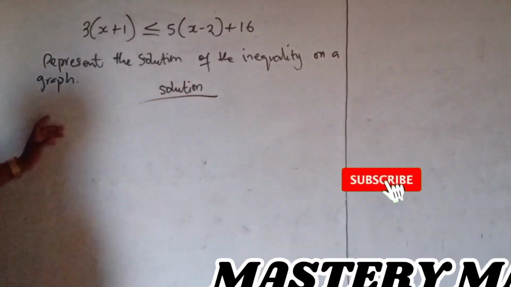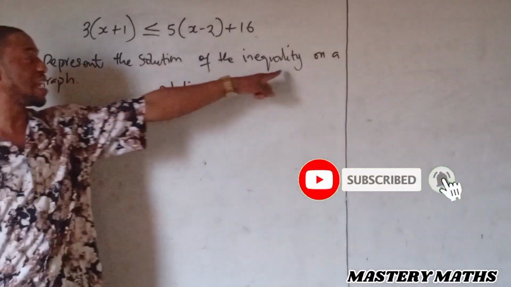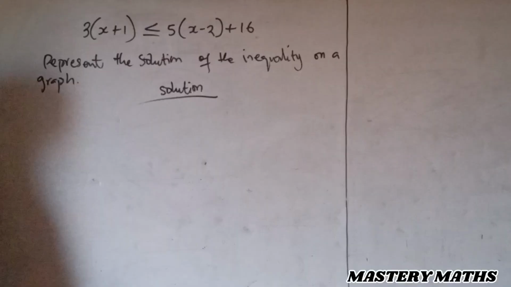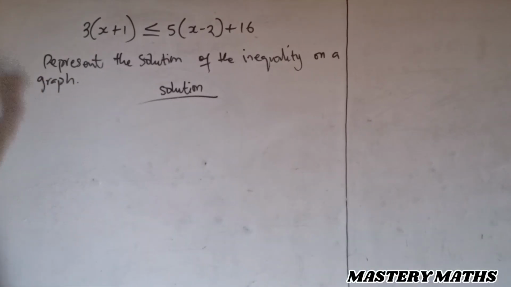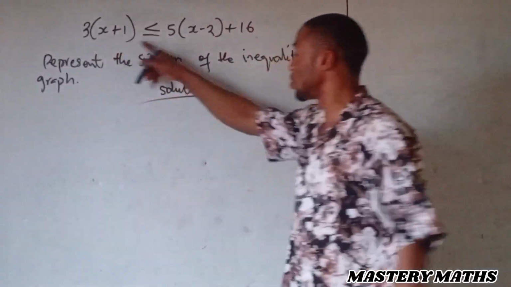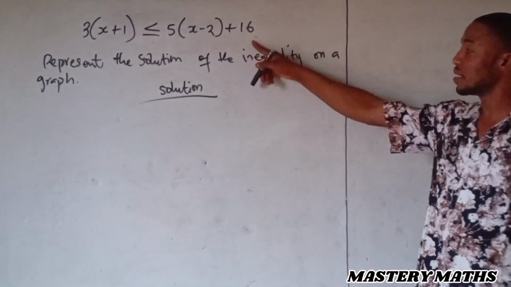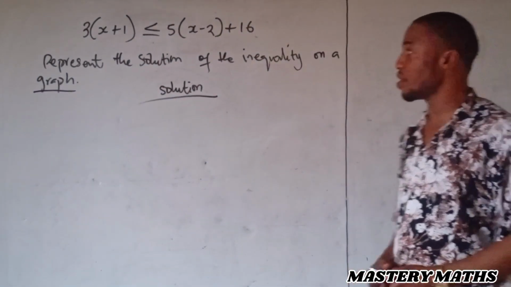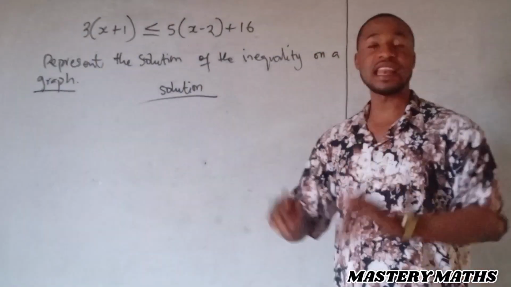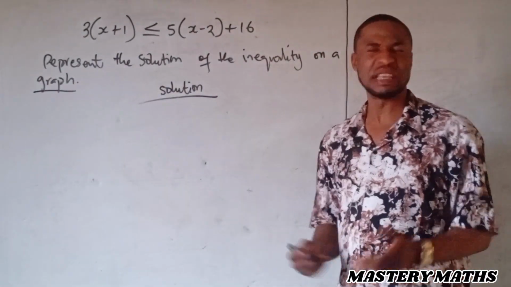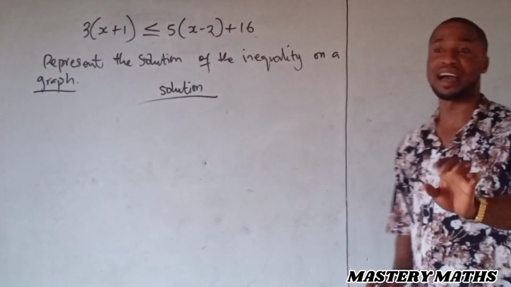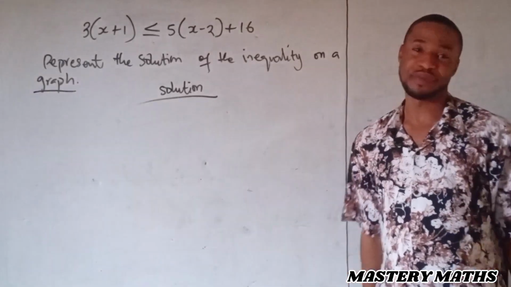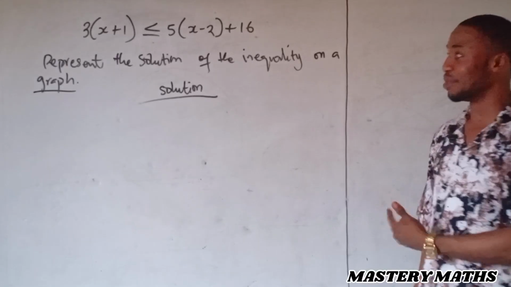On the board, we have to represent the solution of the inequality on the graph. What I want us to do here is solve the question on the board, and after solving it, we represent it on the graph. Now, this is a very simple question. Whenever you come across this in any of your exams, just smile. When you smile, then you start solving. Very simple. So, what are you waiting for? Let's tackle this on the board.